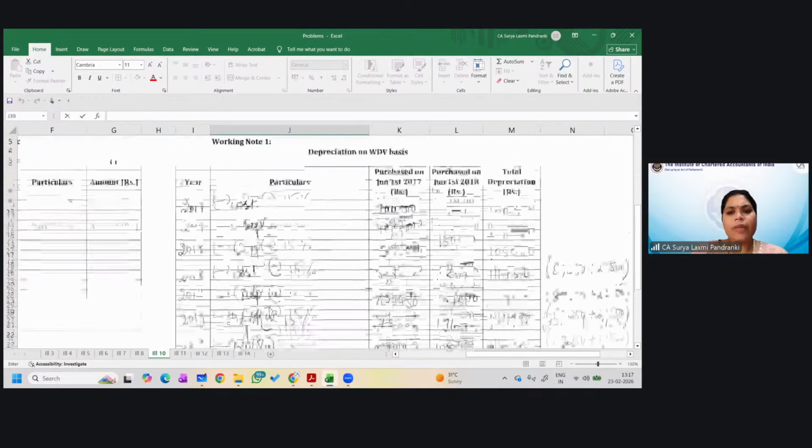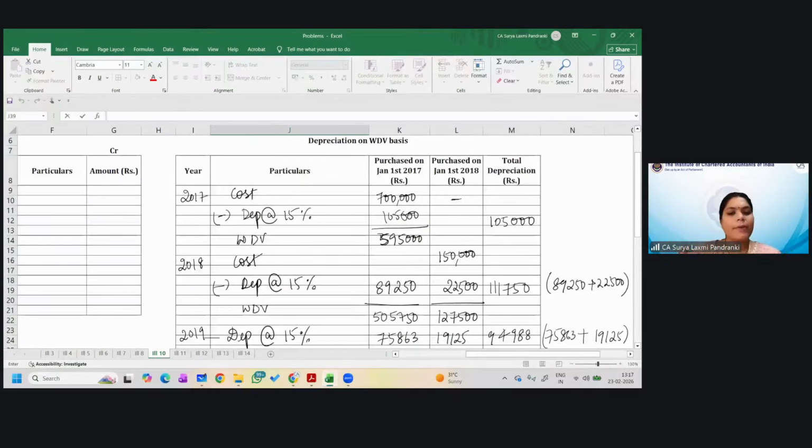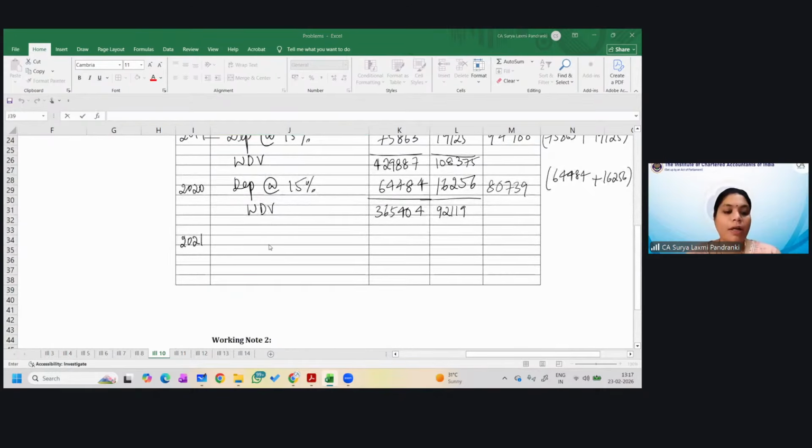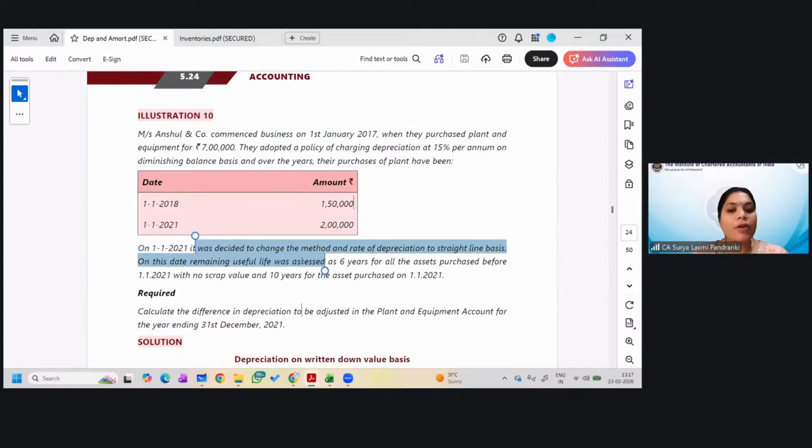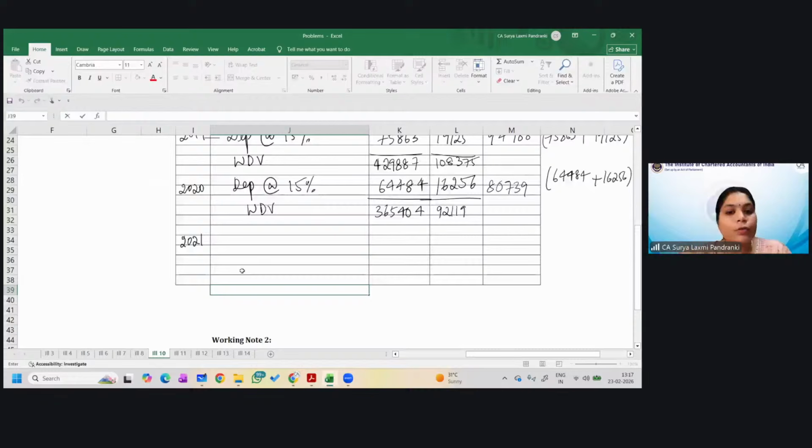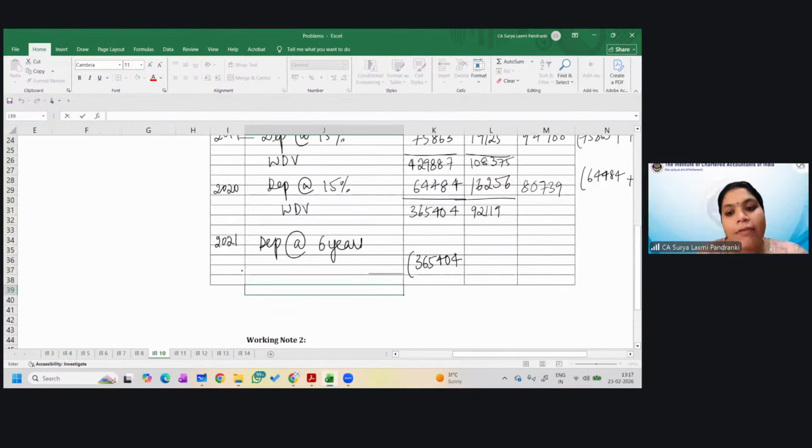So till here we didn't do anything. We have just calculated the depreciation for all the years for the two different machines we have purchased. But in 2021, they decided to change the method of depreciation from WDV to straight line method, which means from here you can't do 15%. You will have to take the depreciation over 6 years. So how will you calculate depreciation here? 3,65,404, which is the carrying value we had till that date, divided by 6. This is how you'll calculate. And here 92,119 divided by 6.